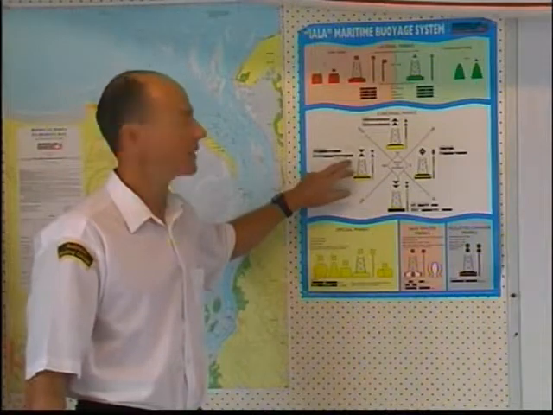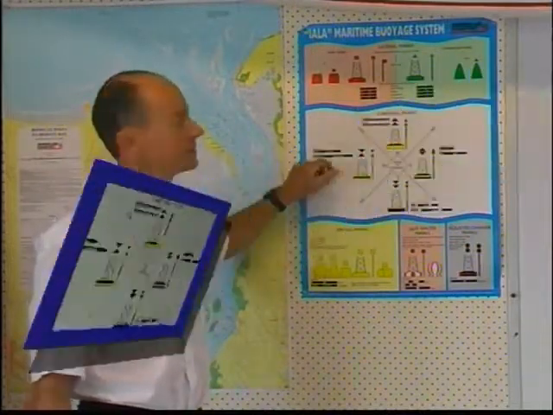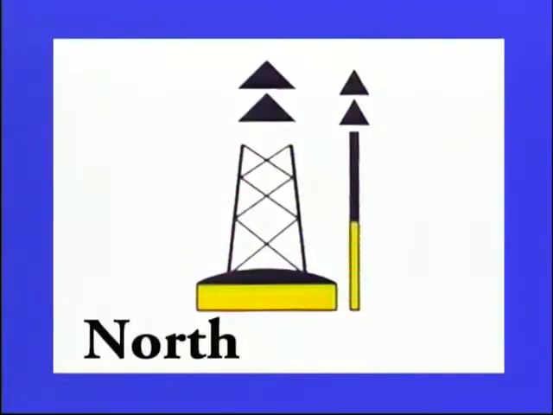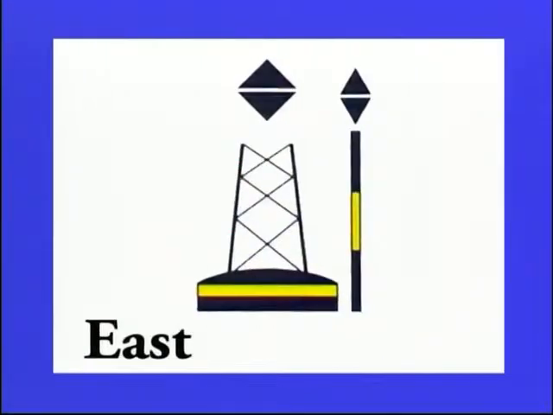Now the last set of markers we haven't yet looked at in our group of 9 are the cardinal marks. Now cardinal marks tell us which side to pass. So if it was a north cardinal mark, we pass to the north. East cardinal mark, we pass to the east.